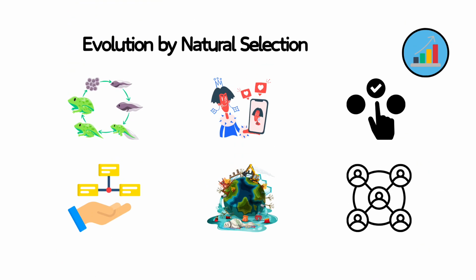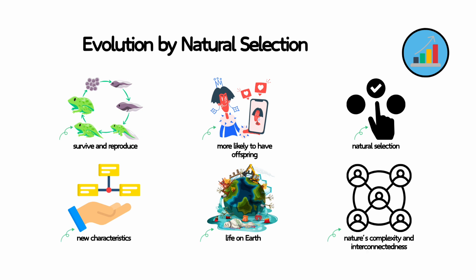Over time, the traits that help organisms survive and reproduce tend to increase in the population because those with these traits are more likely to have offspring. This process of natural selection means that species gradually change. They may develop new characteristics or lose those no longer useful.